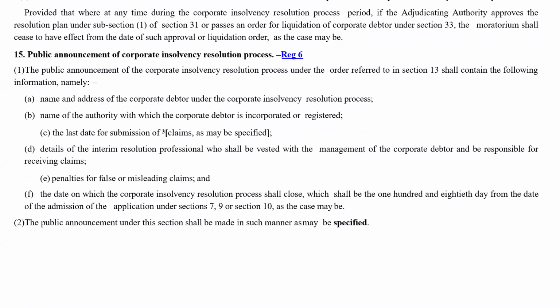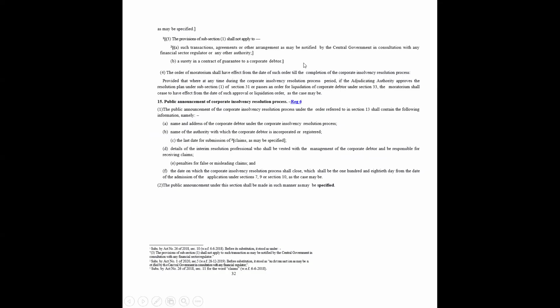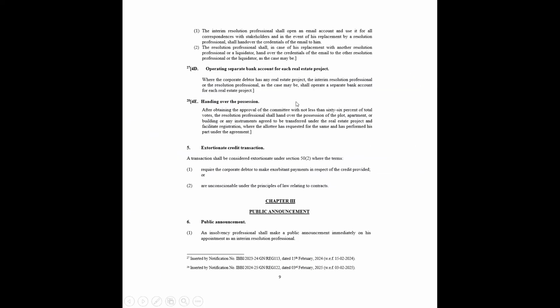So from day one, you cannot presume that there will be extension. So first of all, you have to plan the process in such a way that it is completed by the 180th day. The public announcement under this section shall be made in such manner as may be specified. And there is a regulation 6 for this. Let us see regulation 6 also. So regulation 6 says that an insolvency professional shall make a public announcement immediately on his appointment as an IRP.